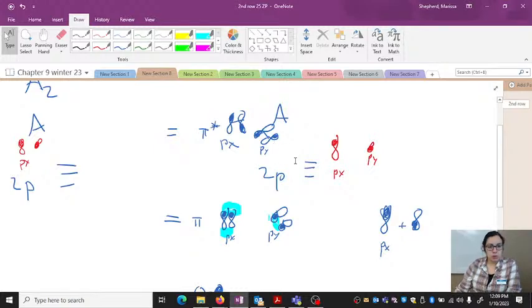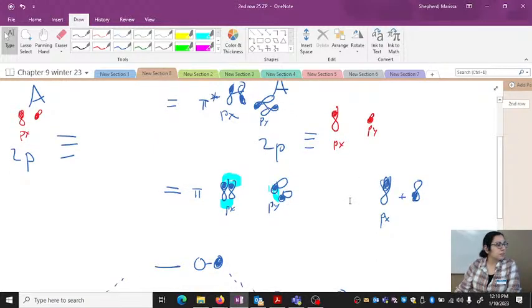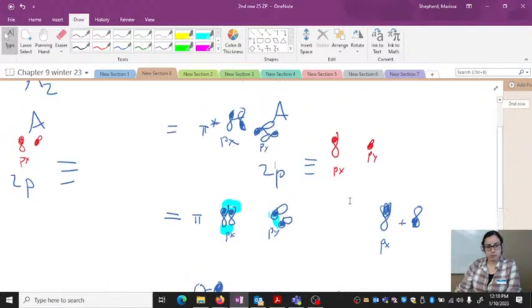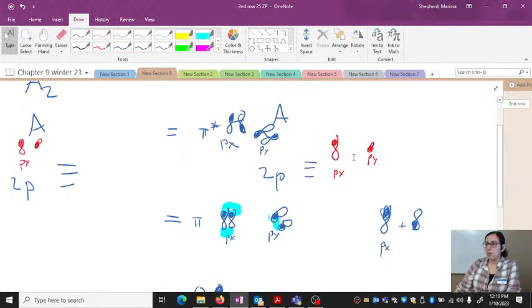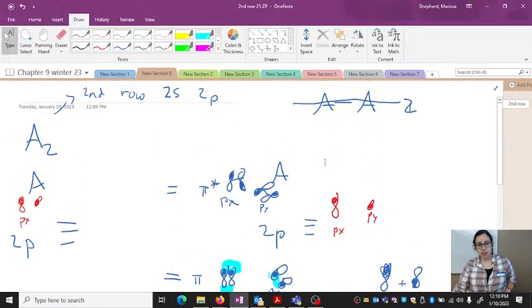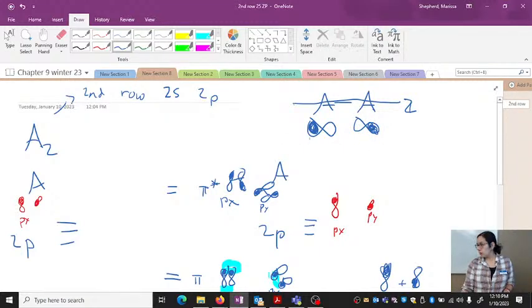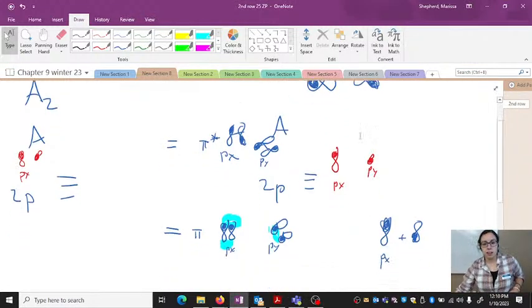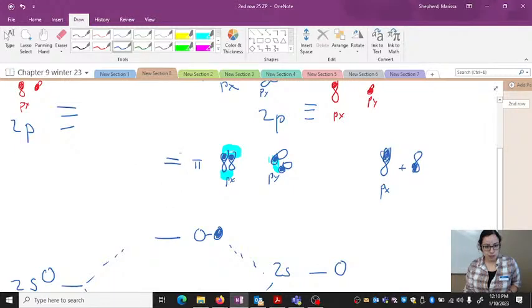Which one are we missing now? We have px, py. What about pz? What's that one doing? Sigma, exactly. Now we can think about them. We have, again, two possible combinations, either where the middle is in phase, so now they can bond. That's a nice sigma interaction, and so this would now be lower than these.